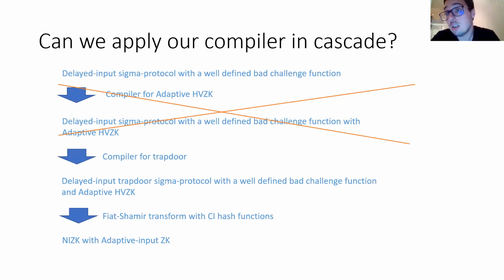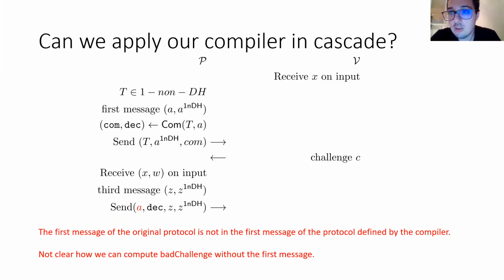It is also not clear if we can use the compiler for trapdoor, or if the first compiler even preserves the trapdoorness property at all. And the reason is that the batch challenge algorithm takes the first message A as its input, but our protocol defined by the compiler for adaptive input honest verifier zero knowledge actually sends the original first message A only in the third round.